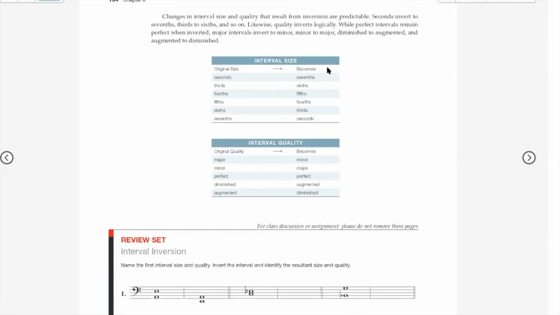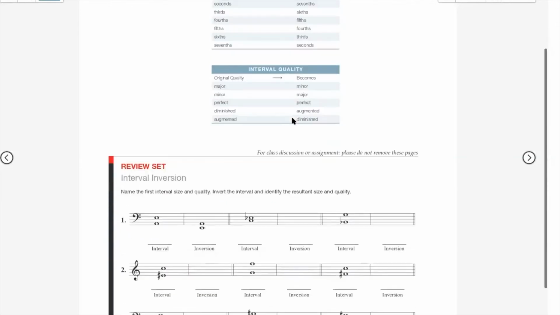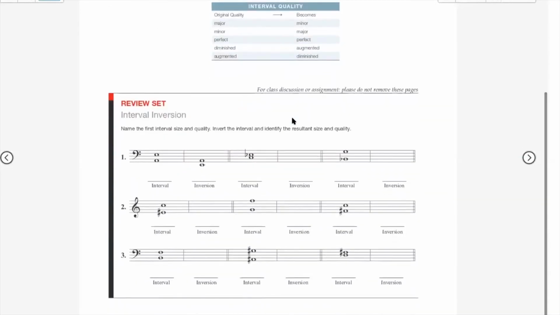And as far as the size, you can kind of memorize that too. A second becomes a seventh. A third, a sixth. Fourths become fifths. Fifths become fourths. And then the opposite up here. Sixths turn into thirds. Sevenths turn into seconds. And they don't tell you, but unisons become octaves, and octaves become unisons. So here, let's do these together. Stop your video, figure out your answers, and then we'll go through them together.